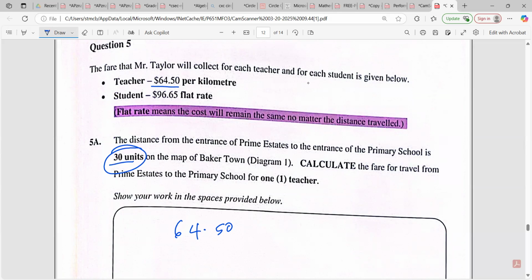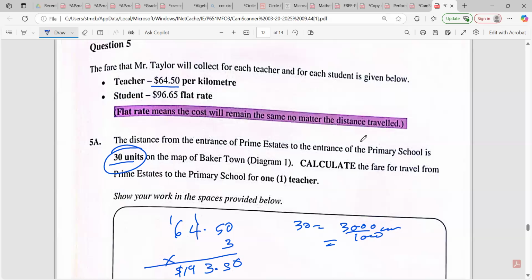Now, 30 units is basically 300 centimeters, which we can work out to kilometers by dividing by 1,000, so that's 3. So basically, we're supposed to times this by 3. 3 times 0, 3 times 5 is 15, 5 carry 1, 3 times 4 is 12, and 1 is 13, 3 times 6 is 18, and 1 is 19. So it's $193.50. All right, so that was good.